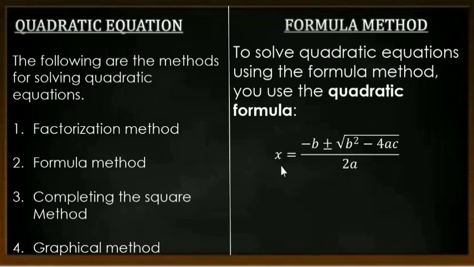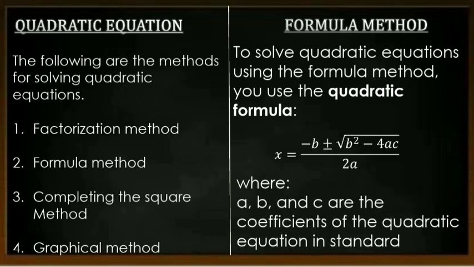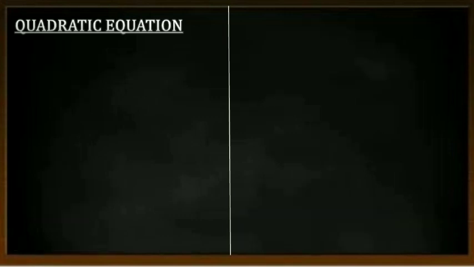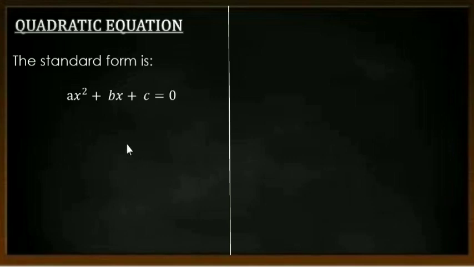The quadratic formula is given as x equals minus b plus or minus the square root of b squared minus 4ac, all over 2a, where a, b, and c are the coefficients of the quadratic equation when written in standard form. The standard form of a quadratic equation is given as ax squared plus bx plus c equals 0.